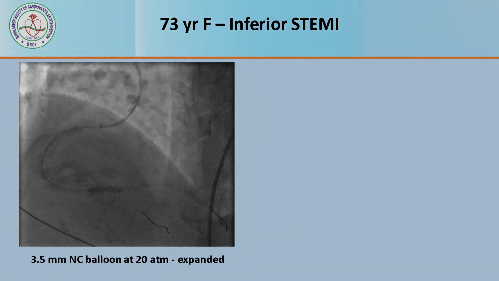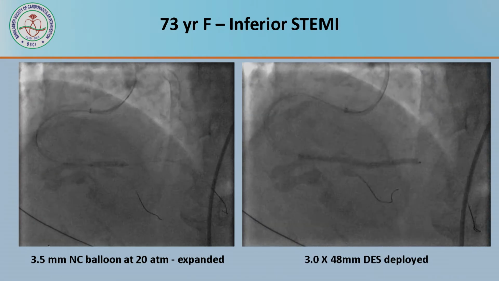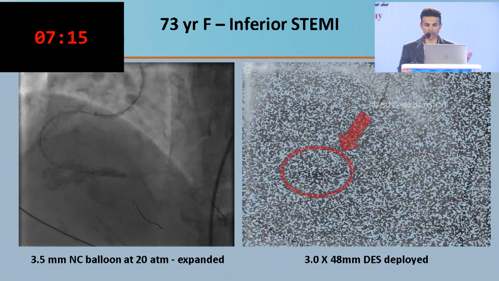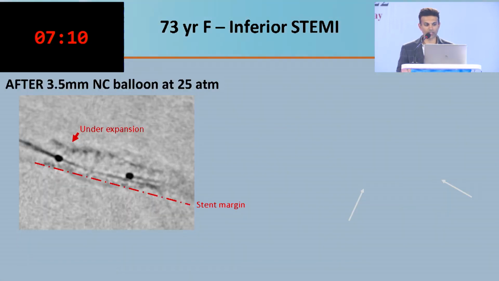So we rotablated this, and then we put a 20 atmosphere 3.5 NC balloon distally, and that looked like it expanded. And so we put in a stent, but you can see here now, distally, there is an area of underexpansion there. So how am I going to fix this problem now? Look at the stent boost, right? It's clearly underexpanded at the edges.